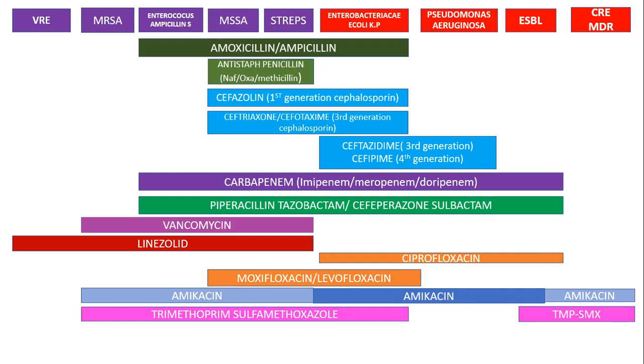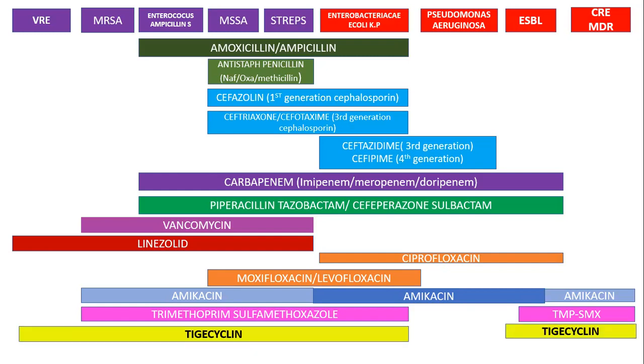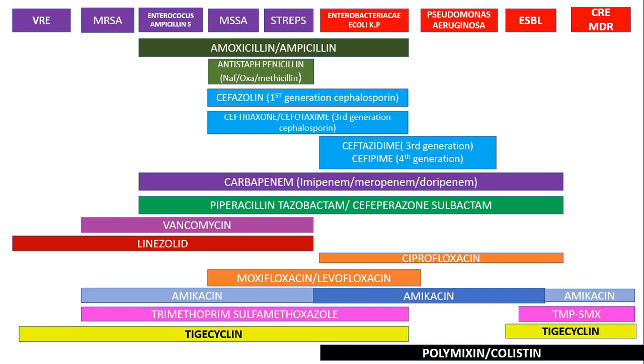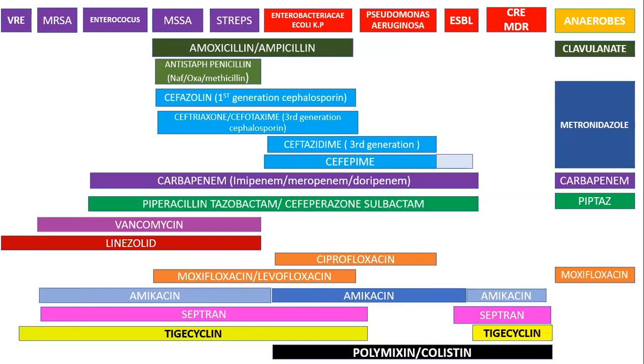It again covers gram-positives. It has no pseudomonal coverage. And tigecycline has a very broad spectrum, but it should not be used readily. We need to reserve this antibiotic for only largely resistant organisms. And colistin, again, gram-negative coverage, and it covers the multi-drug resistant organisms.